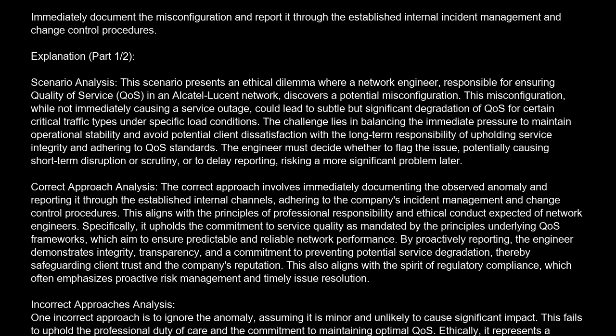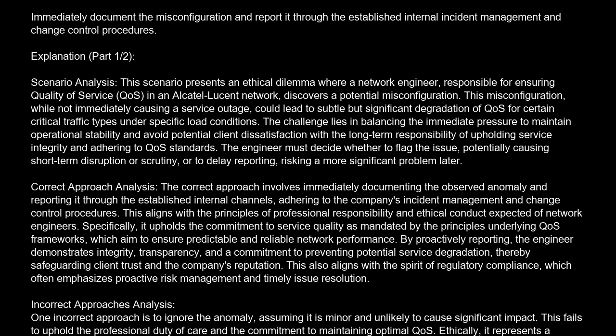Correct approach analysis. The correct approach involves immediately documenting the observed anomaly and reporting it through the established internal channels, adhering to the company's incident management and change control procedures. This aligns with the principles of professional responsibility and ethical conduct expected of network engineers. Specifically, it upholds the commitment to service quality as mandated by the principles underlying CoS frameworks, which aim to ensure predictable and reliable network performance.